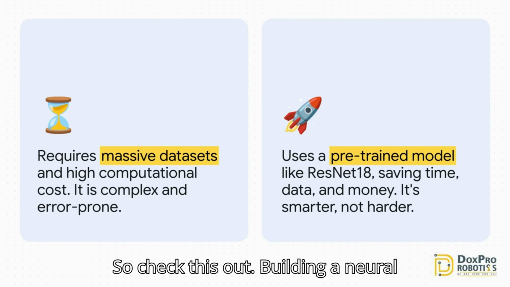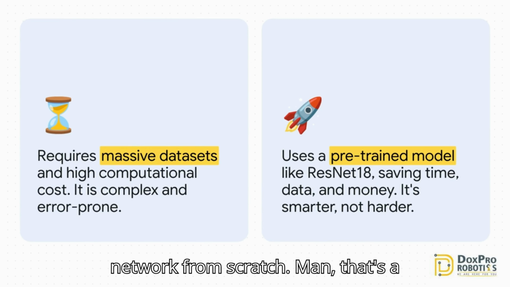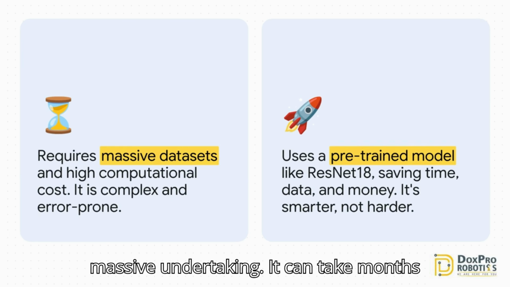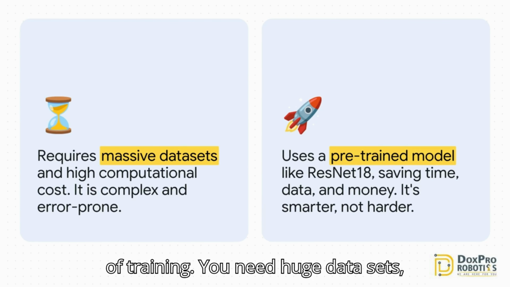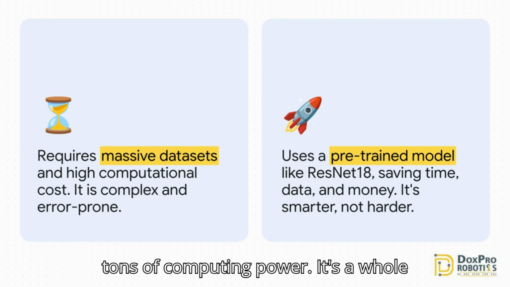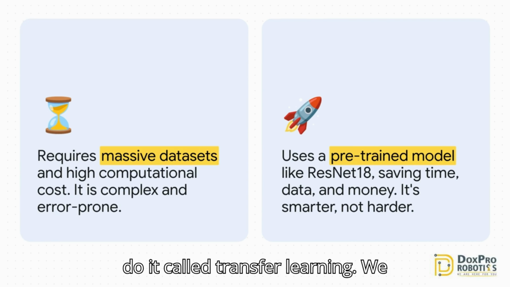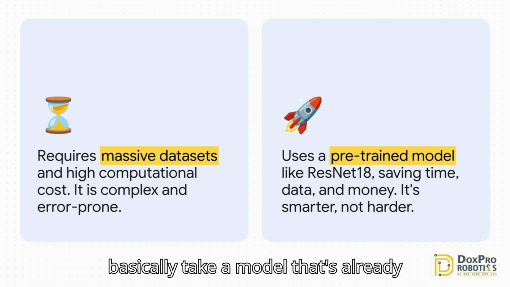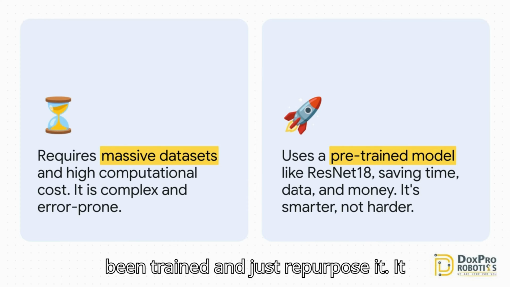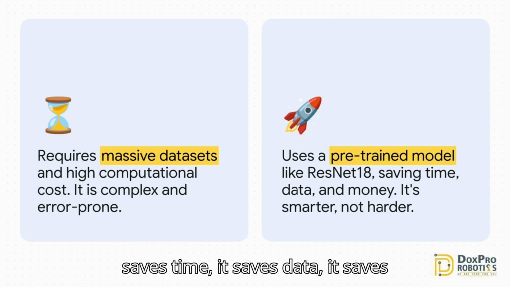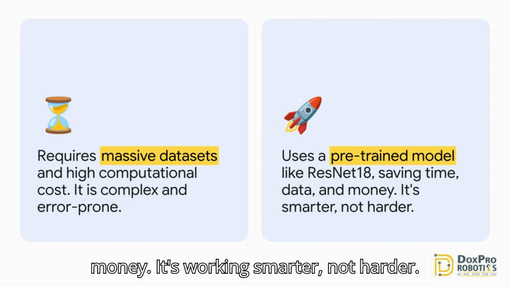So check this out. Building a neural network from scratch, man, that's a massive undertaking. It can take months of training, you need huge data sets, tons of computing power. It's a whole thing. But there's a much smarter way to do it called transfer learning. We basically take a model that's already been trained and just repurpose it. It saves time, it saves data, it saves money. It's working smarter, not harder.